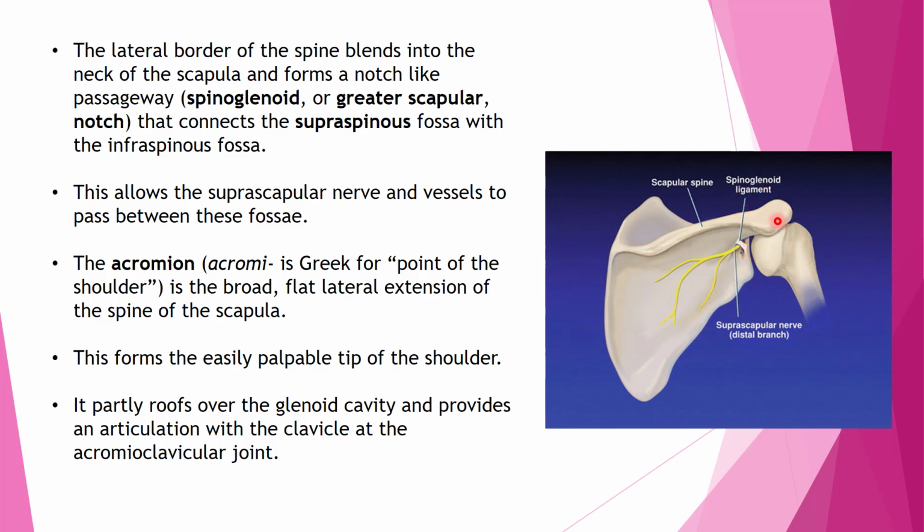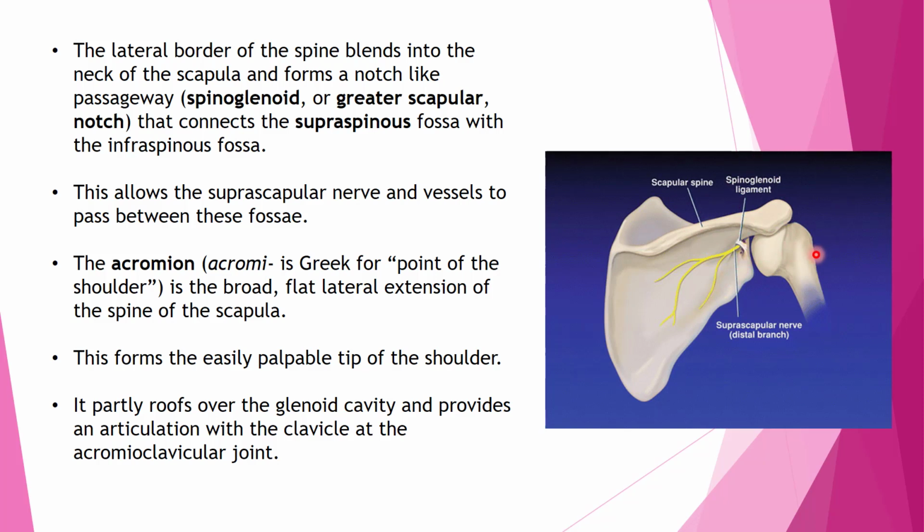The acromion, or acromio, is a Greek word for the point of the shoulder. So this is the point of the shoulder. It is a broad, flat, lateral extension of the spine of the scapula. This forms the easily palpable tip of the shoulder. When we feel the tip of the shoulder, it is actually the acromion process of the scapula which is forming the tip of the shoulder.